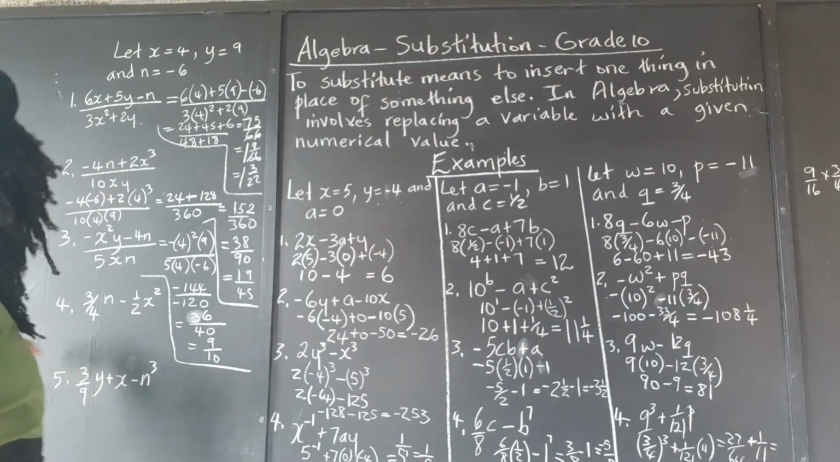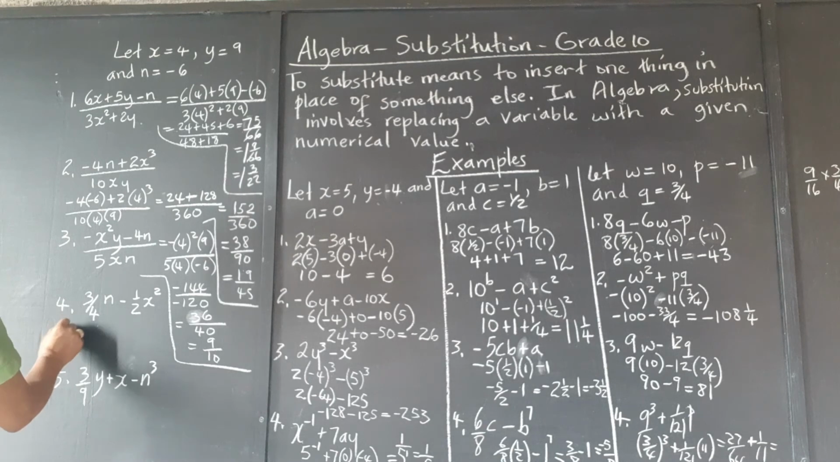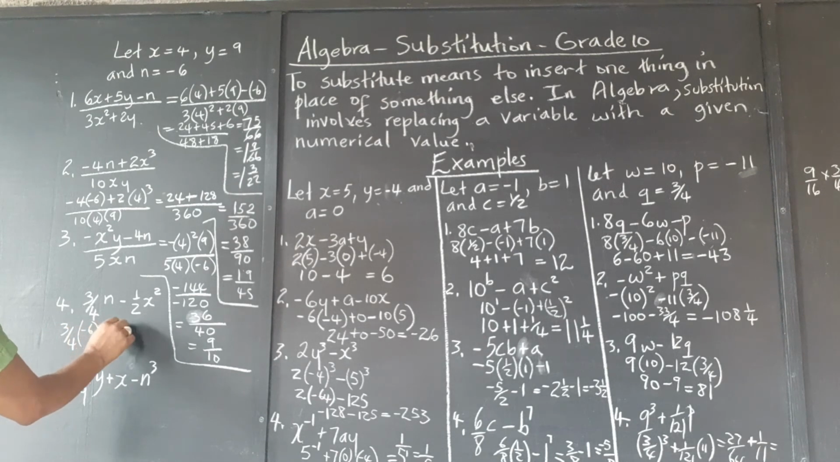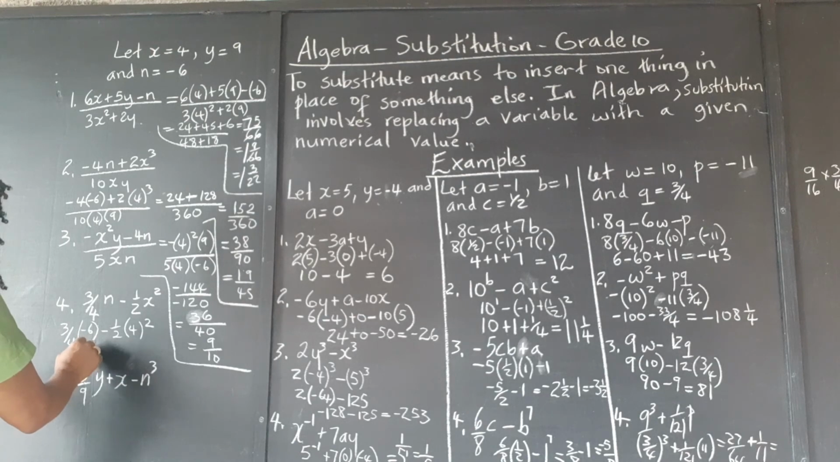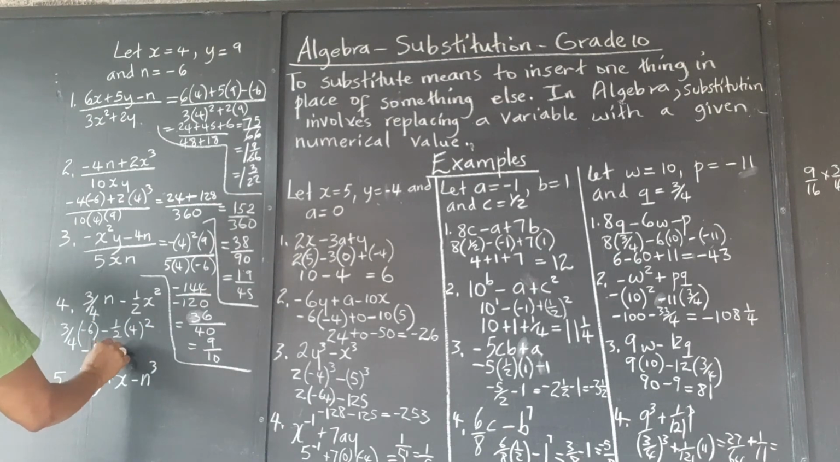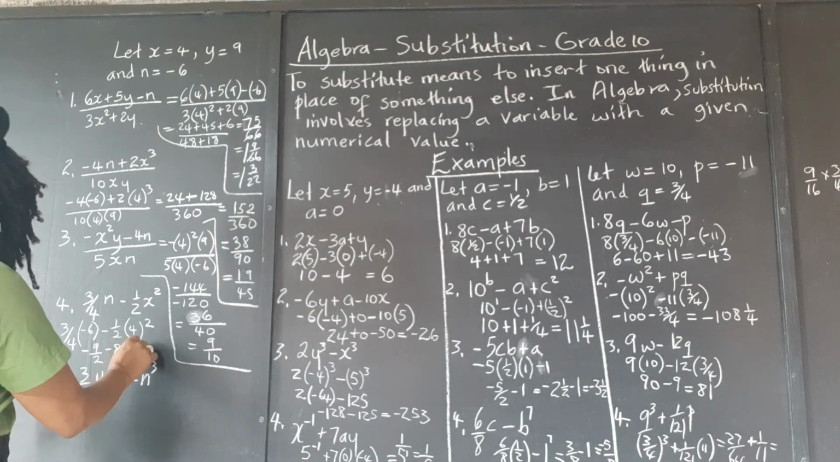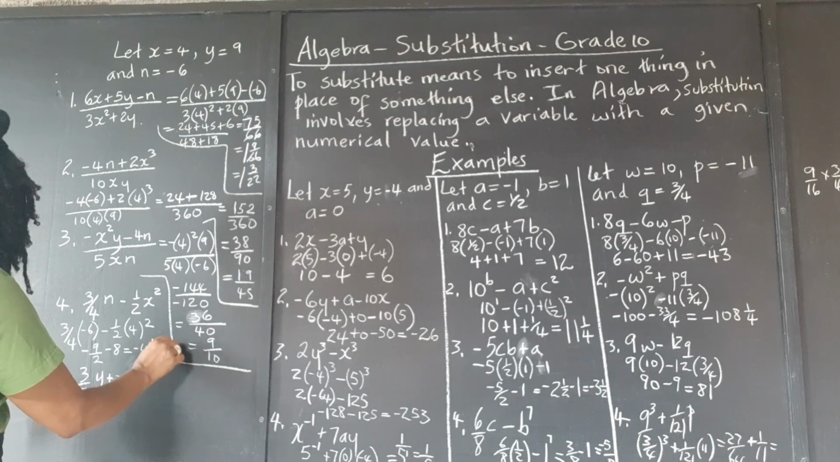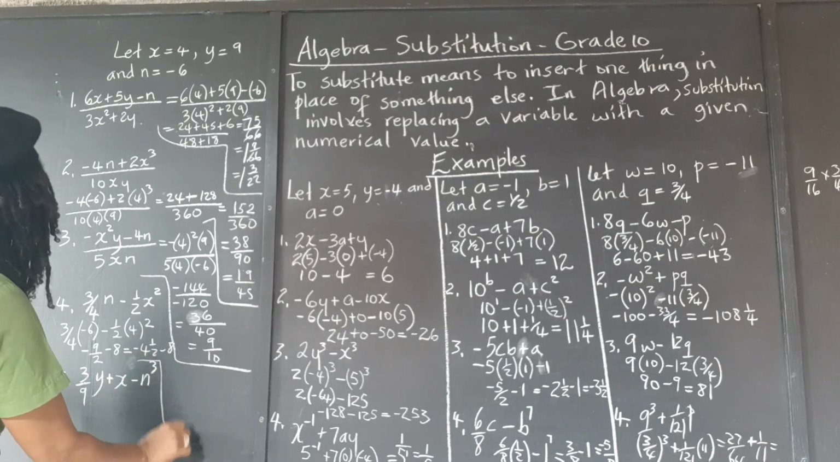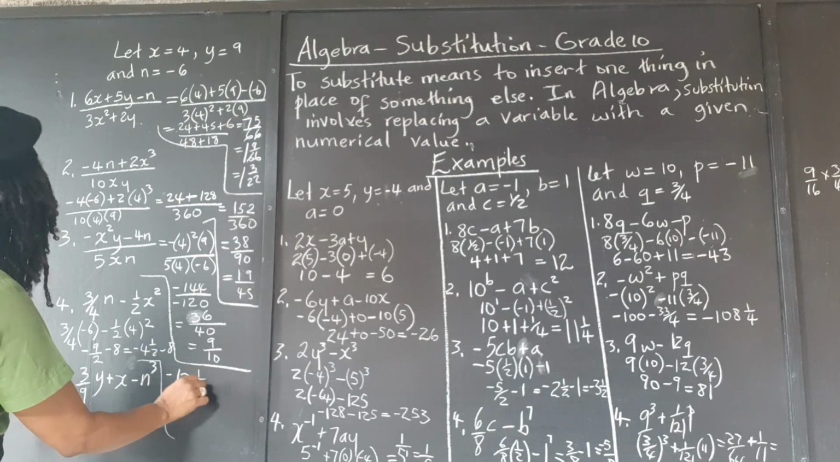Alright, so here we have 3/4 of negative 6 minus a half times 4 squared. So negative 18 over 4 cancels to negative 9 over 2. And 4 squared, 16, half of 16 is 8, that's negative 8. 9 over 2, that's negative 4 and a half minus 8. So the final answer here, negative 12 and a half.